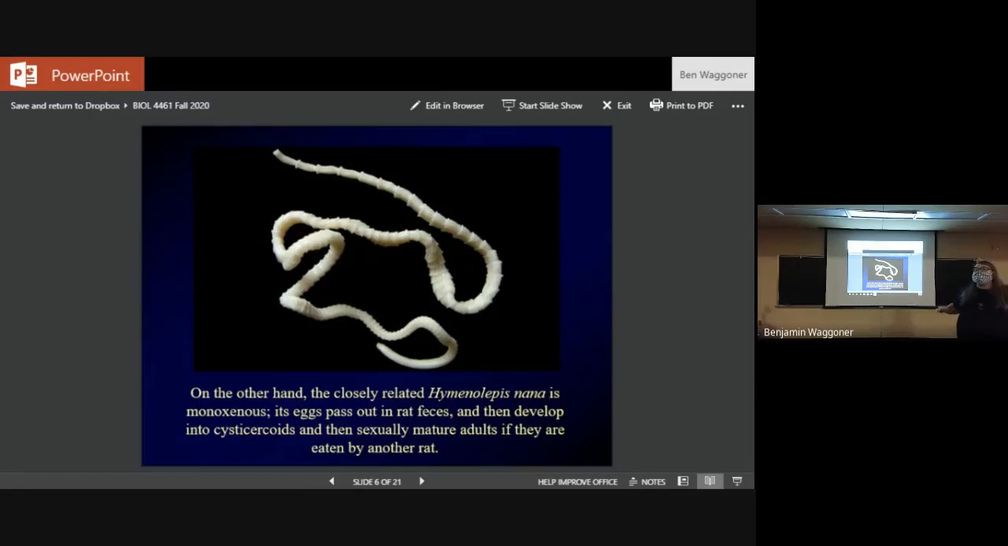This one, by the way, is a little more common in humans, usually if they're eating food that's had rats pooping on it, which normally you would not want to do, but sometimes it happens if the food supply is not cared for very carefully.